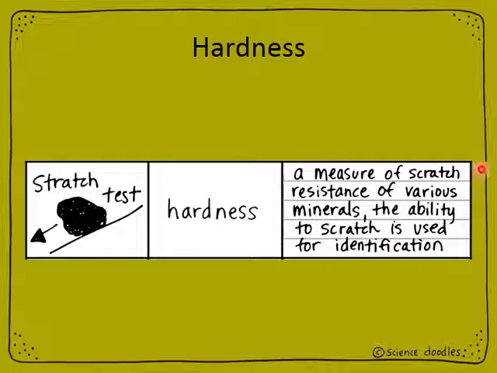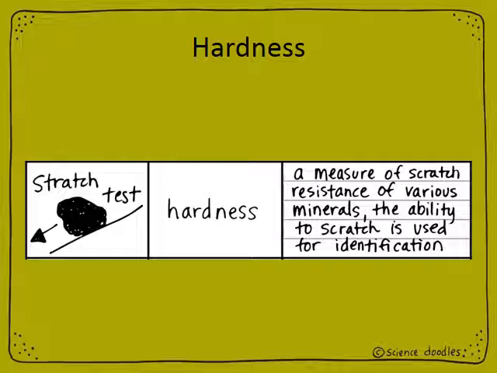Hardness is our next physical property. It's a measure of scratch resistance of various minerals. The ability to scratch is used for identification. So you take one mineral and you scratch it against a substance like a penny or a nail, or you can take one mineral and scratch it against another mineral. And whichever mineral is harder will be the one that does the scratching.